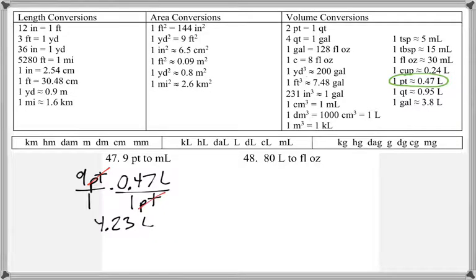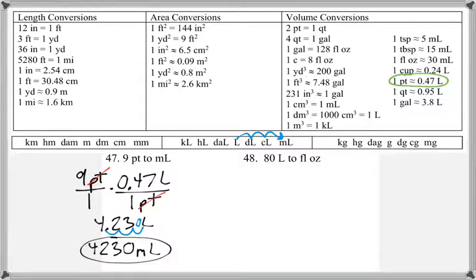And then to convert from liters to milliliters, we just need to move the decimal place 3 places. So that will be 4,230 mLs.